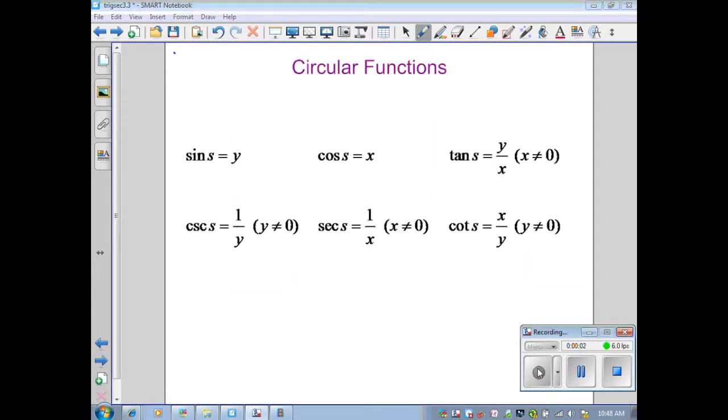The next slide shows us the circular functions that I generated on the previous slide. So here you see, as before, sine of s is y. Cosecant of s is 1 over y, where y cannot equal 0. Cosine of s is x. Secant of s is 1 over x, where x cannot equal 0. Tangent of s is y over x, where x cannot equal 0, and its reciprocal function, cotangent of s, is x over y, where y is not equal to 0. I placed this slide under our group resources under Chapter 3.